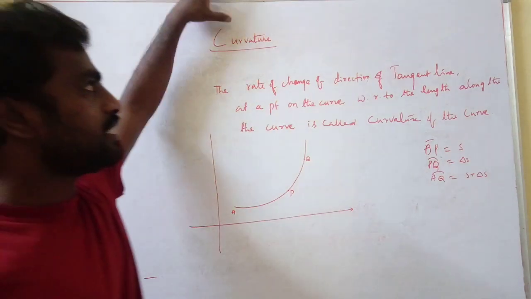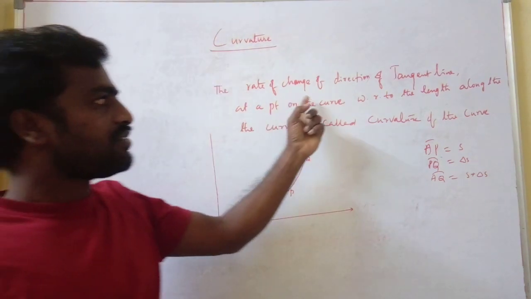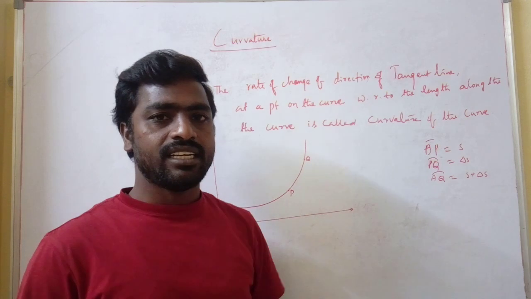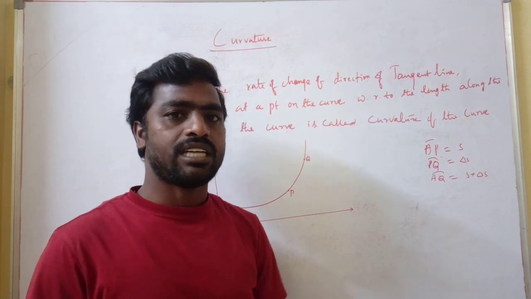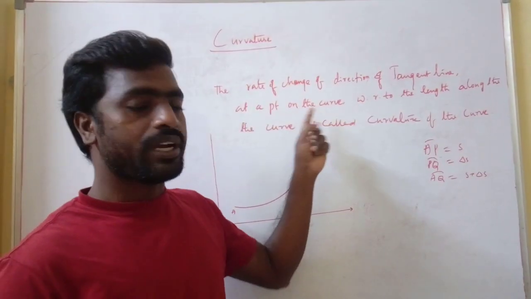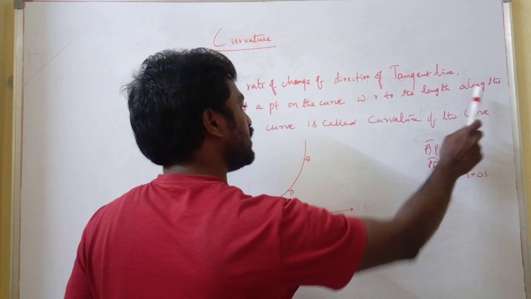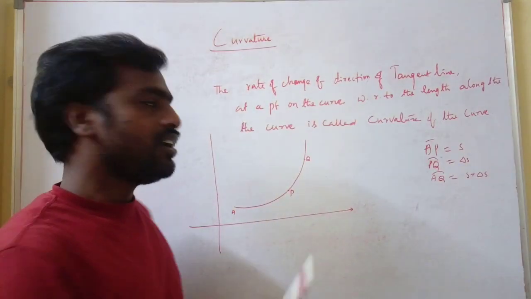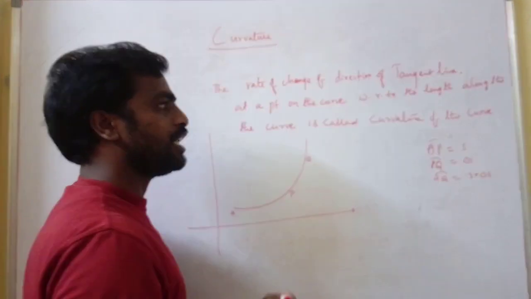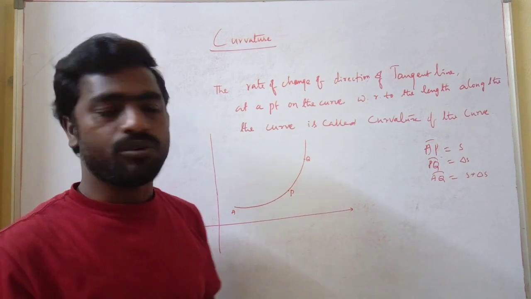Now, I will discuss the curvature. Curvature means the rate of change of direction of the tangent line at a point on the curve, with respect to the length along the curve. That is called the curvature of the curve.